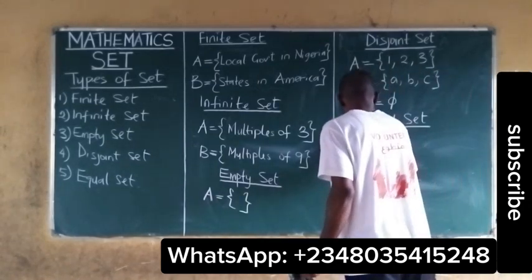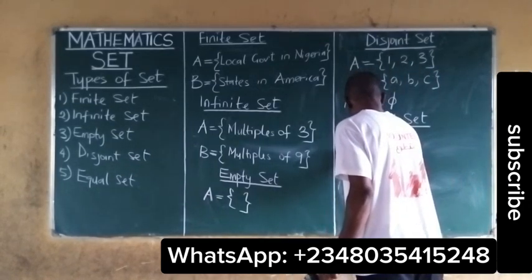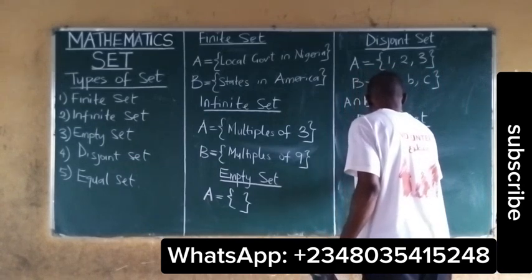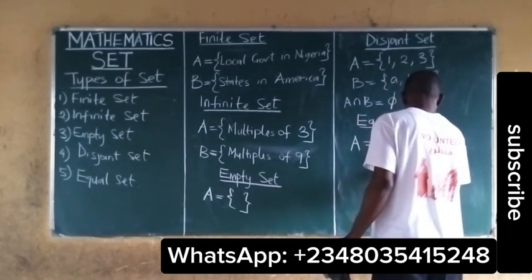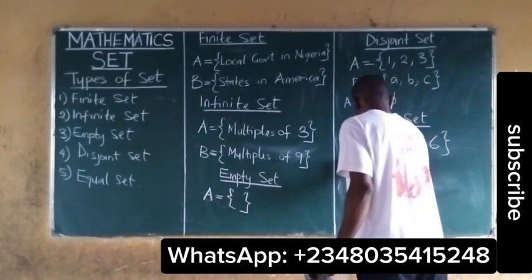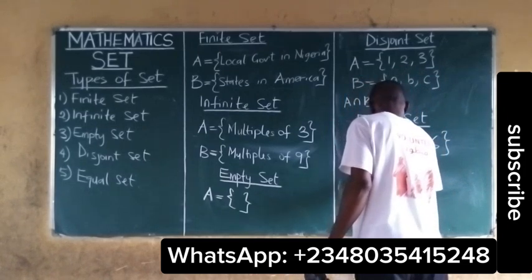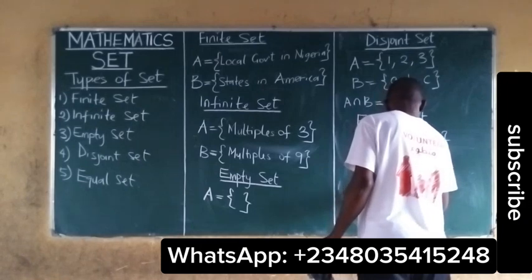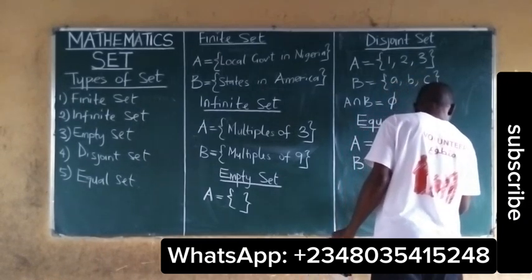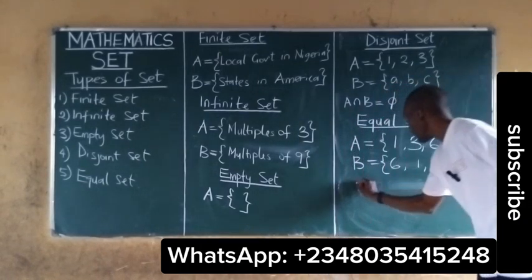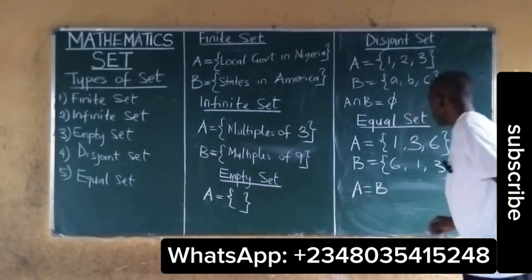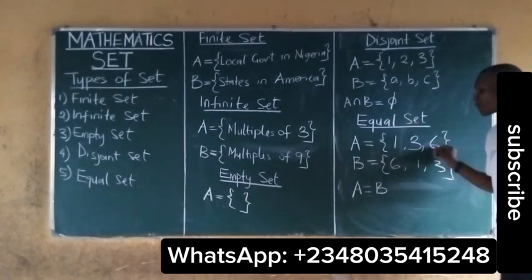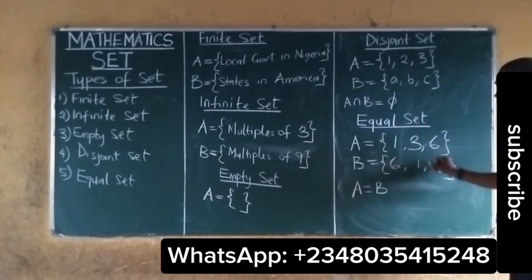For example, if A is equal to {1, 3, 6} and B is equal to {6, 1, 3}. If you look at it, A is equal to B because they have common elements: 6 here, 6 here, 3 here, 3 here, 1 here, 1 here.